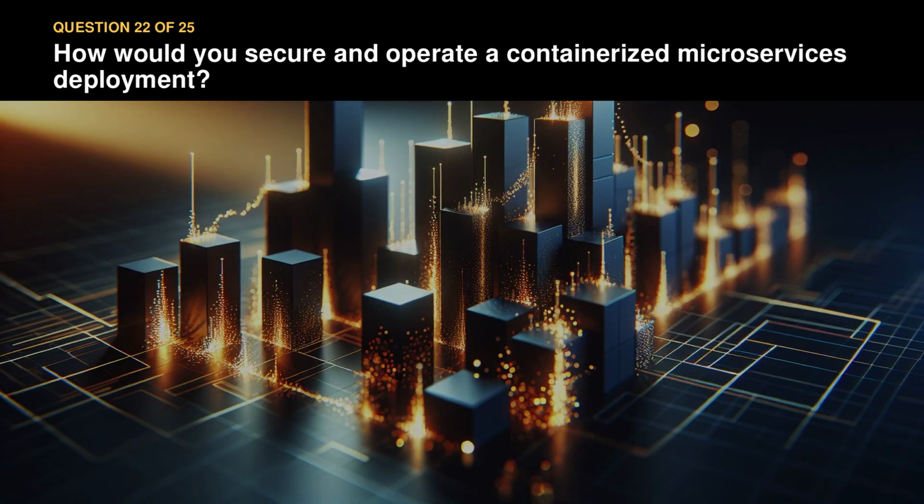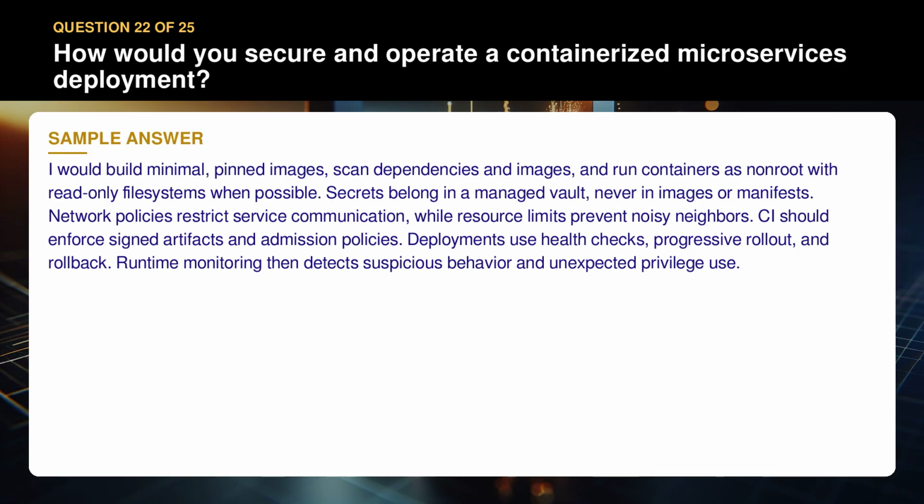Question 22. How would you secure and operate a containerized microservices deployment? I would build minimal, pinned images, scan dependencies and images, and run containers as non-root with read-only file systems when possible. Secrets belong in a managed vault, never in images or manifests. Network policies restrict service communication, while resource limits prevent noisy neighbors. CI/CD should enforce signed artifacts and admission policies.